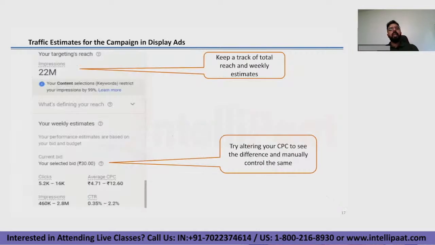When you create the campaign, Google will show you some predictions. It will show you, hey, it's probably going to reach 22 million people, right?